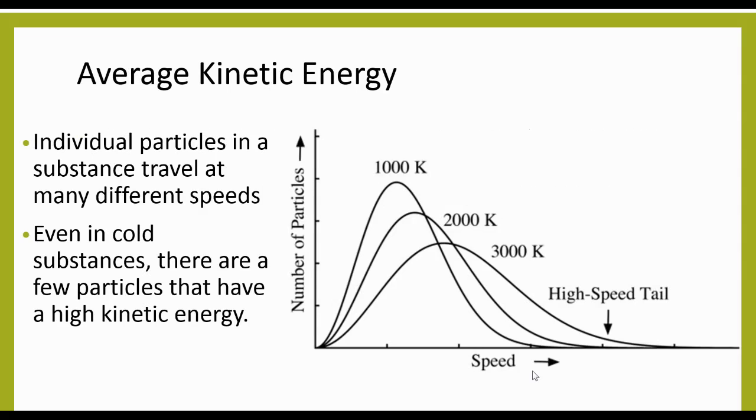In a sample, the individual particles of that substance will travel at many different speeds. And we're always going to have some that move very slow and some that move very fast. It just so happens that in hotter substances where the temperature is greater, we tend to have more of those fast particles and less of those slow ones. However, even in cold substances, there are still a few particles that have high kinetic energy. It's just overall, the majority of the sample doesn't.